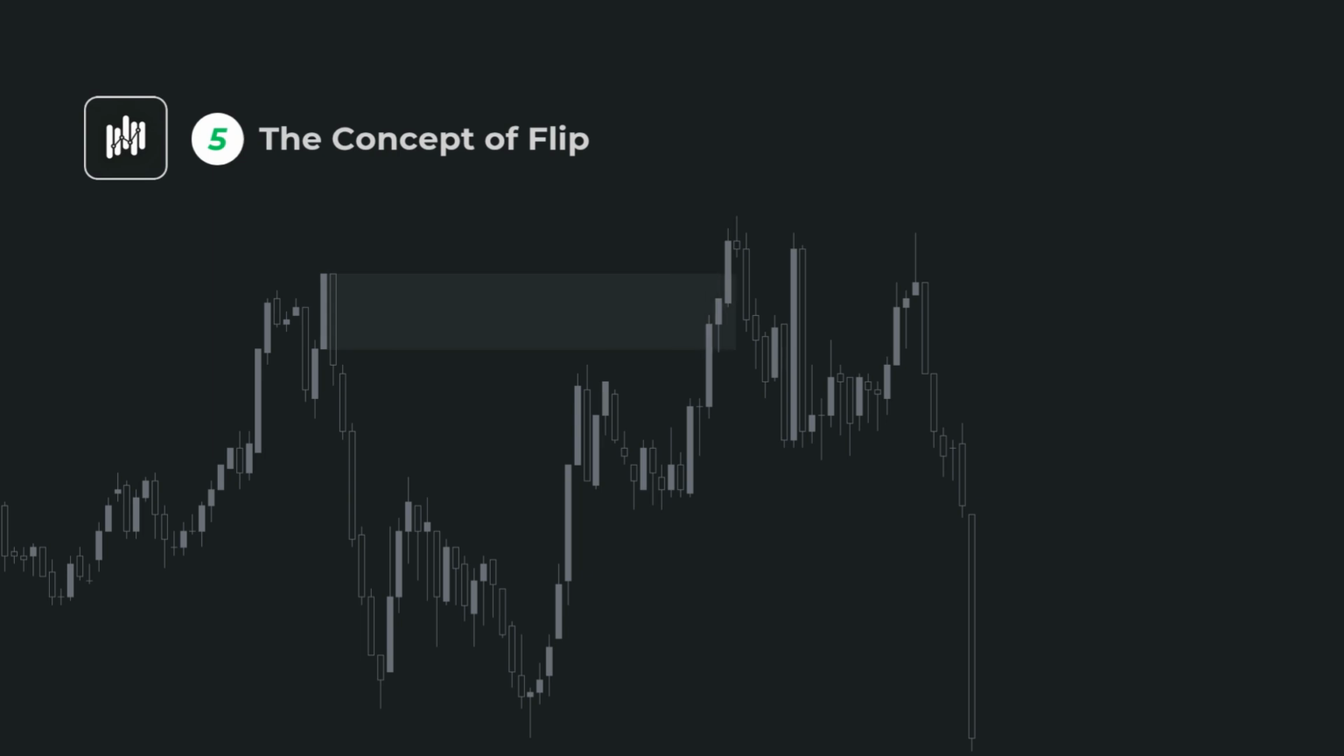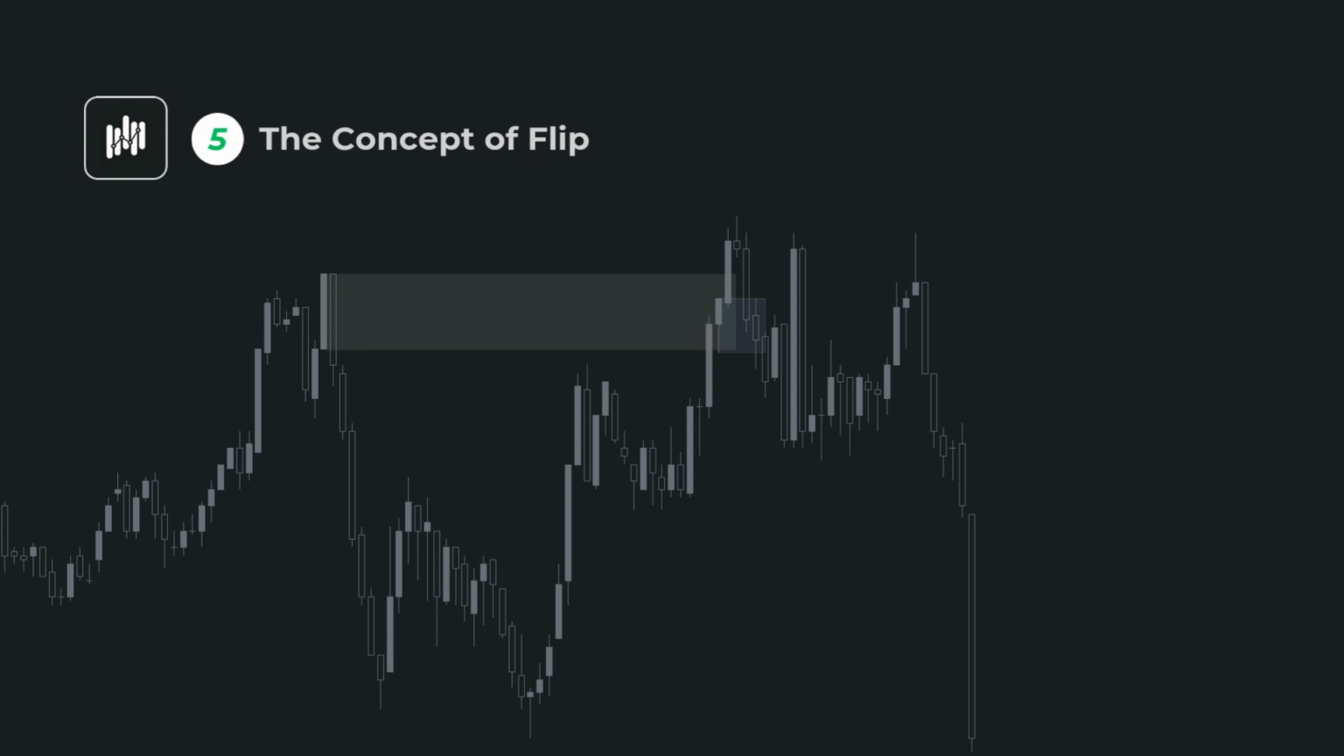Here, we can see a clear example of the flip concept. At first, the price touched this area and reacted to it, meaning it was a valid order block at that time. But what happens next? The price breaks through this area, and after that break, this same zone turns into a new order block for us. In other words, what was previously a bearish order block has now transformed into a bullish order block. This is where we say that the zone has flipped from one type to another.